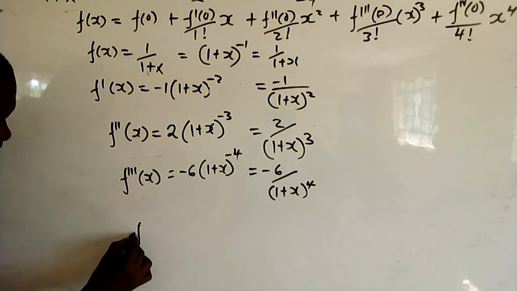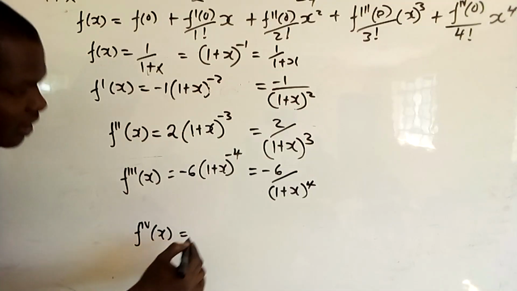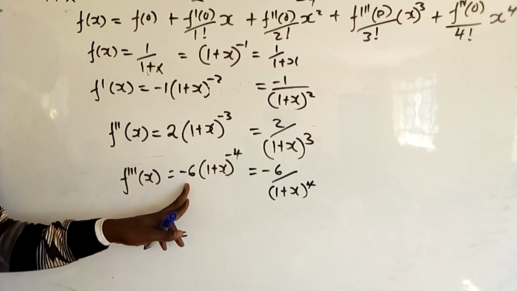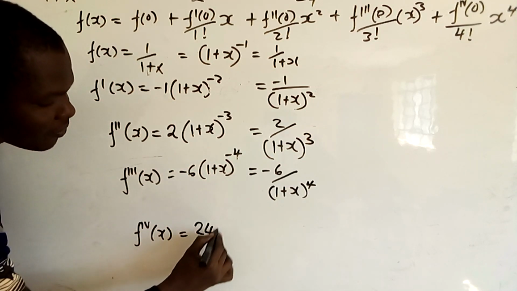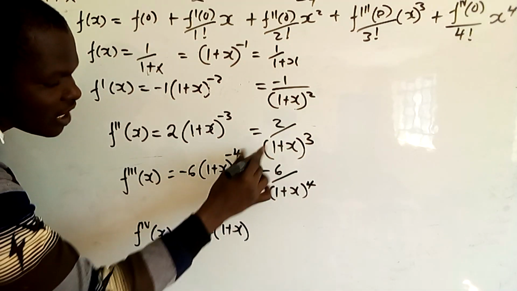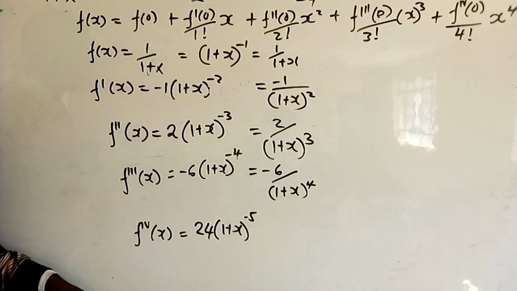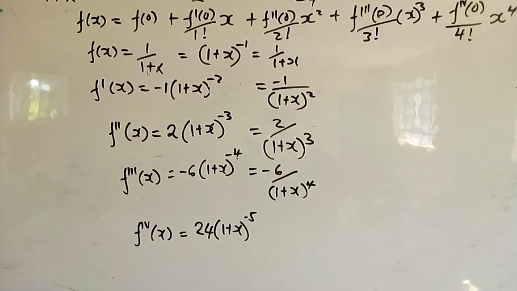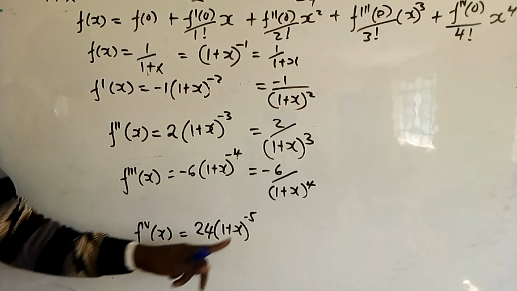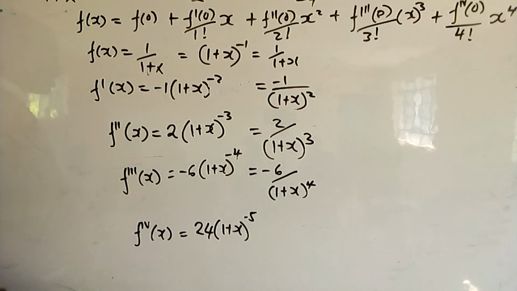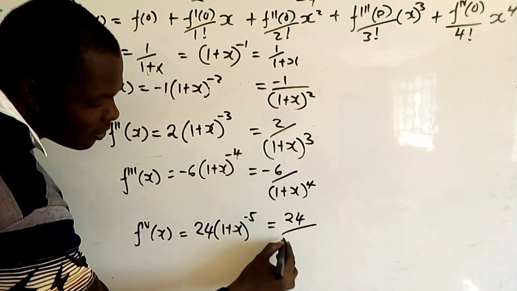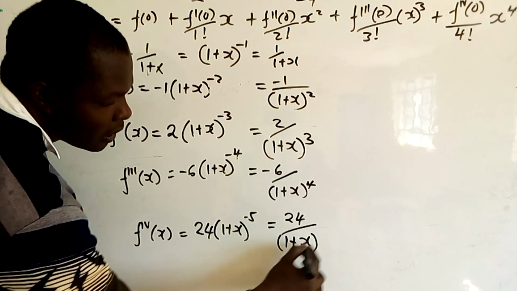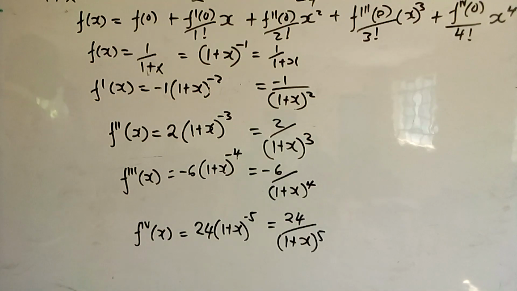You differentiate it for the fourth time, isn't it? You differentiate this one which is differentiable. Negative 4 times negative 6? 24. Then you reduce the power by 1. Negative 4 minus 1, you get? Negative 5, isn't it? Are we together? So after that, the derivative of the inner function is just 1, isn't it? So can you write in simplest form? It is 24 over 1 plus x raised to power 5, isn't it?